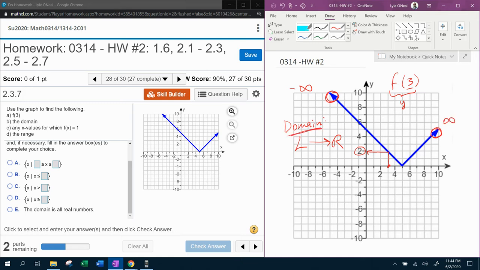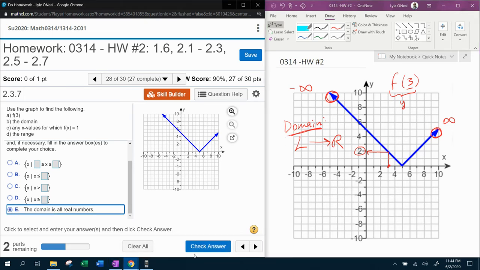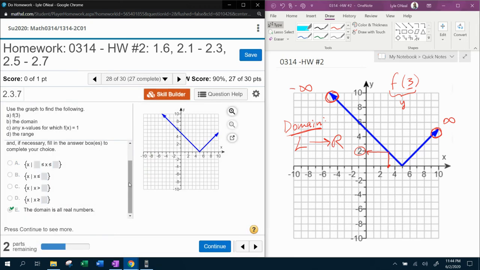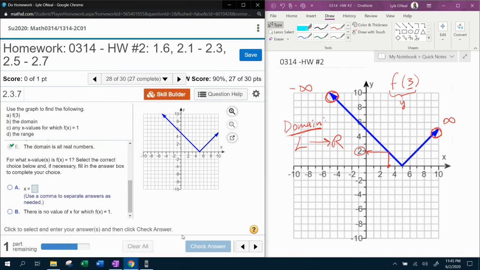And so the domain of this graph, since it's continuous, it has no breaks in the graph, it's going to continue from minus infinity all the way to infinity, which means the domain is all real numbers. It's everything. The domain is all real numbers. All right, so where's the next part? Press continue to see more. Okay, continue. Helps to read the instructions.